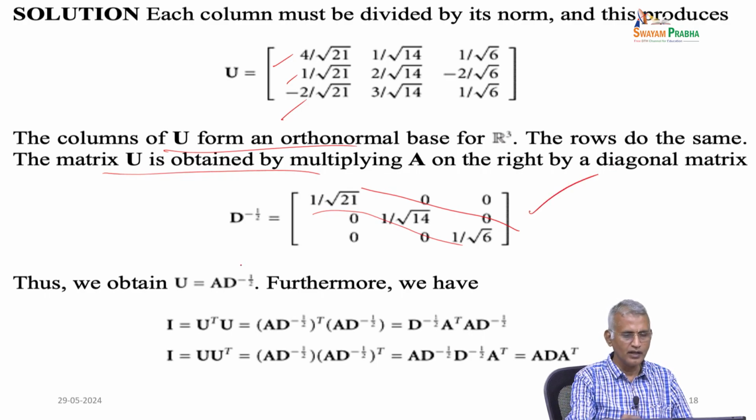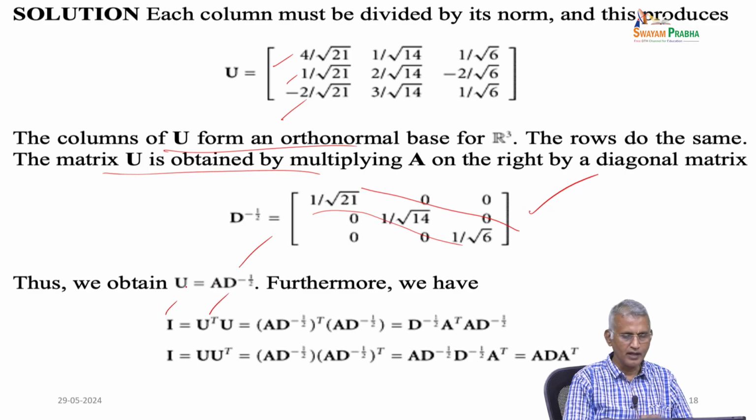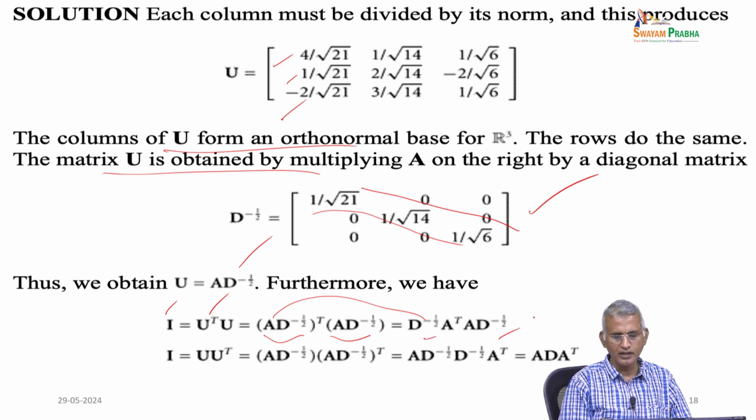Once you get it, U equals A D power minus half, meaning the diagonal multiplies. So, when U and U transpose multiply, I will come. You apply U here and its transpose, then simplify, and it becomes D power minus half transpose into A transpose A into D power minus half, and I equals U transpose U, and simplifying we have A transpose A. So, this is the inference you have to learn with the help of the diagonal matrices.